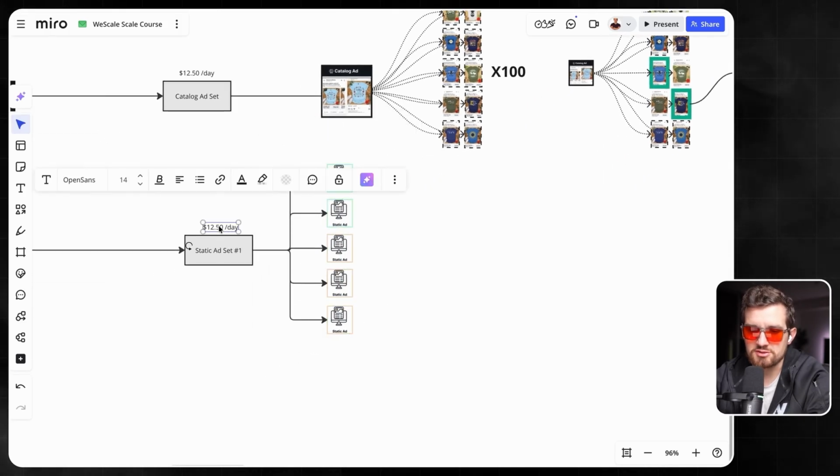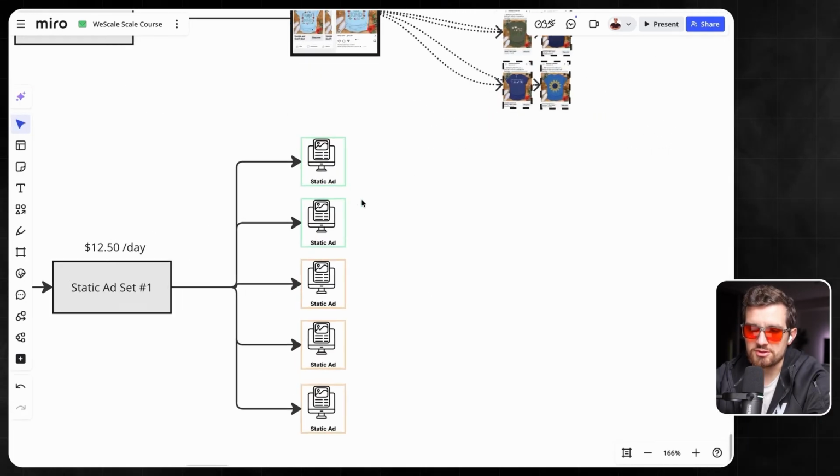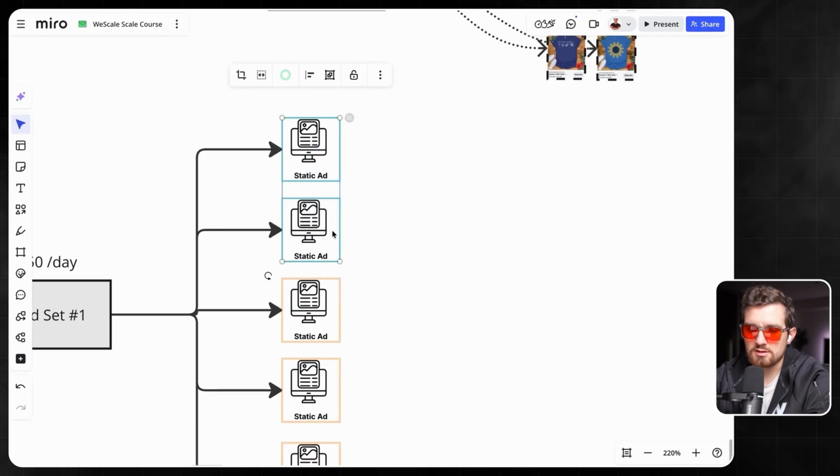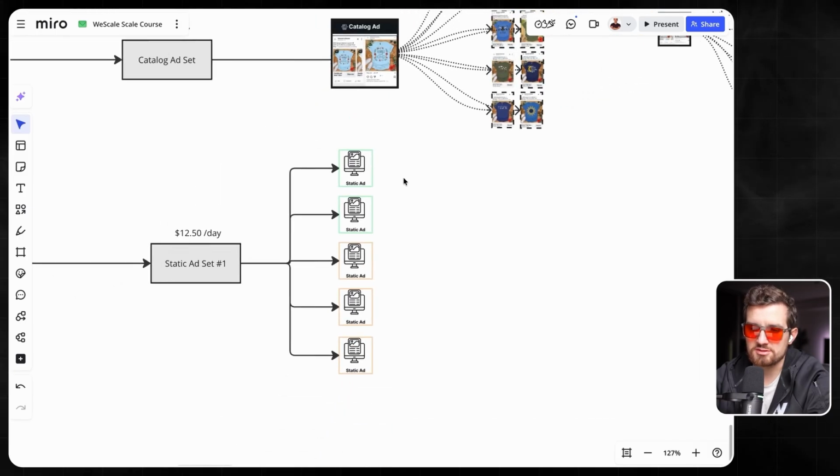And we keep the budget super low until we start seeing profitable results. And if we don't have any that are showing positive signs, then that just means we have to make better designs. That's it. It's not something wrong with your structure.